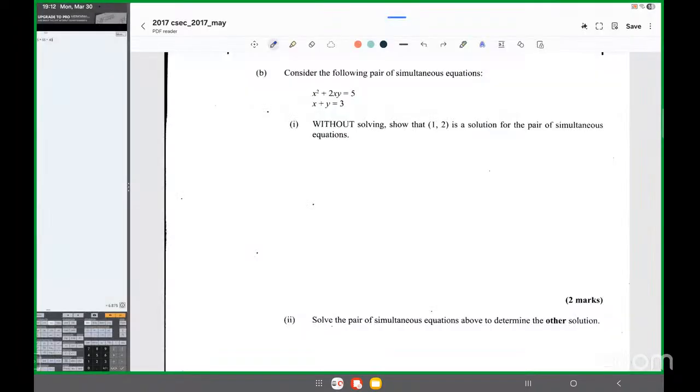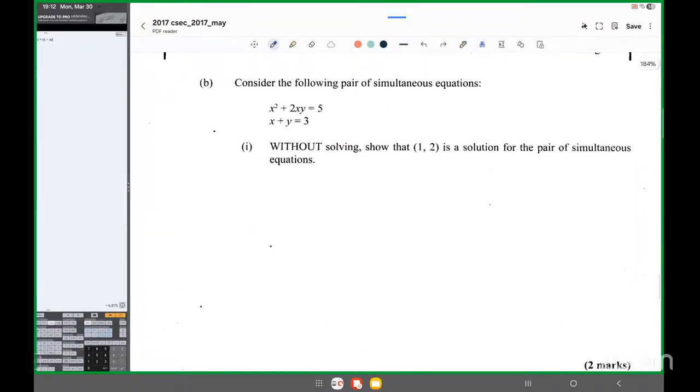Let's go ahead. Next question says, answer the pair of simultaneous equations without solving, show that this point is a solution to the pair of equations. We can show that this is a solution to the pair of equations.